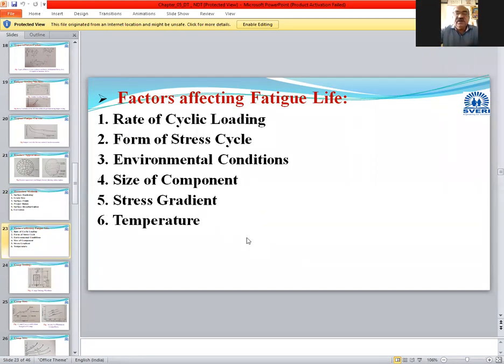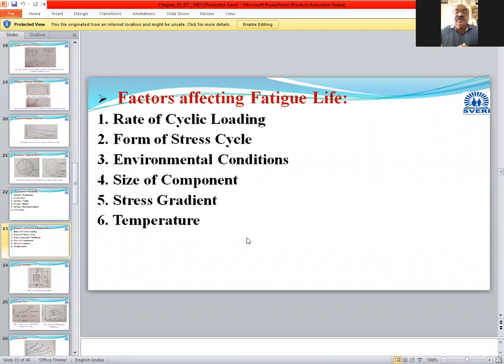Factors affecting fatigue life: rate of cyclic loading, meaning the number of cycles. Range of stress per cycle, how much stress each cycle carries. Environmental conditions, hot, cold, like this. Size of the component, in a very thin component more stress will be there. Stress gradient, how the stress is introduced, and temperature of the surroundings.